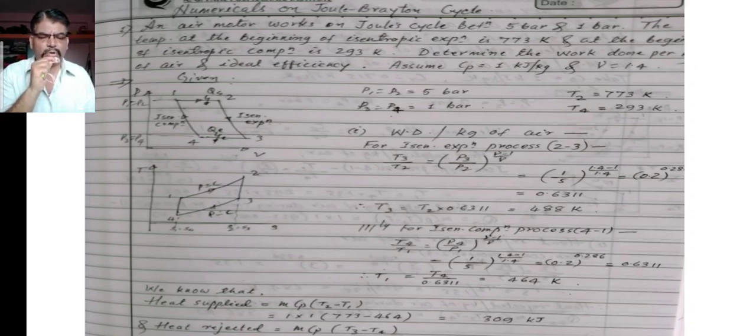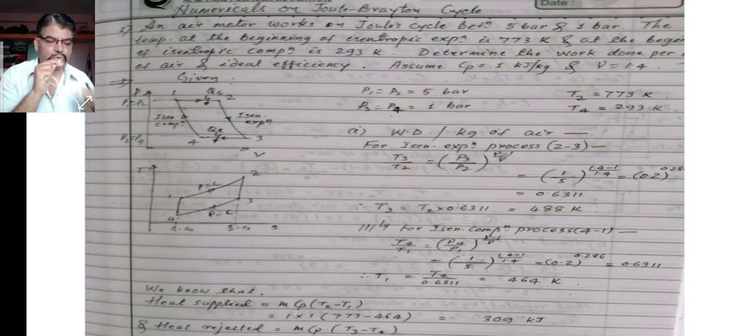If I represent the given numerical on PV and TS diagram, we can see what is given. Given is P1 is nothing but P2, that is 5 bar, and P3 is nothing but P4, 1 bar, as we can see on the PV and TS diagram. Now the first thing I have to calculate is work done per kg of air. If we consider the process 2 to 3, that is isentropic expansion, we have the relation T3 upon T2 is equal to P3 upon P2 raised to gamma minus 1 upon gamma.